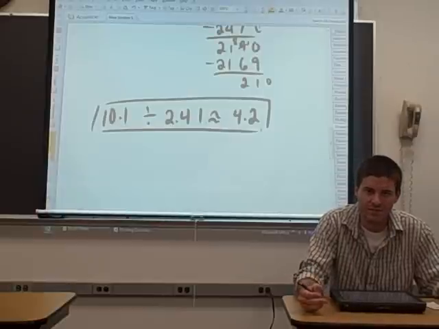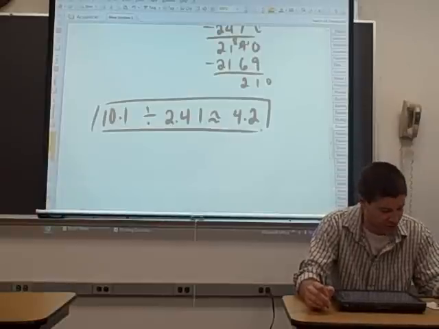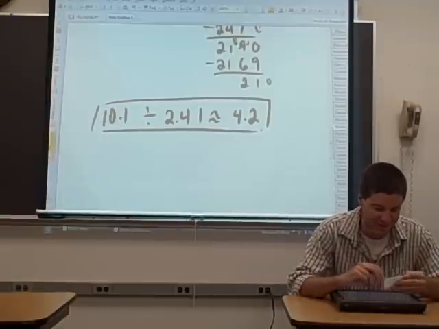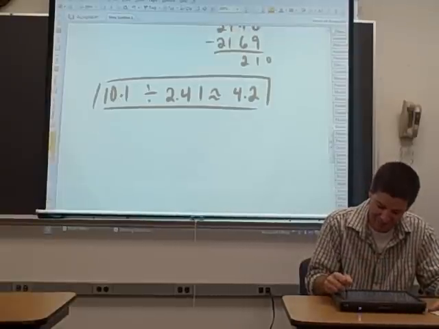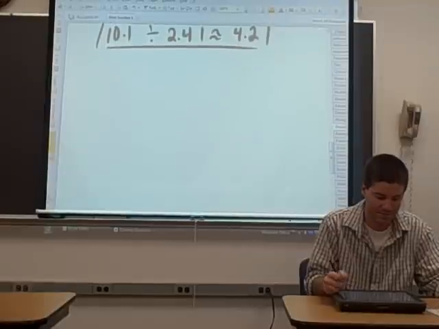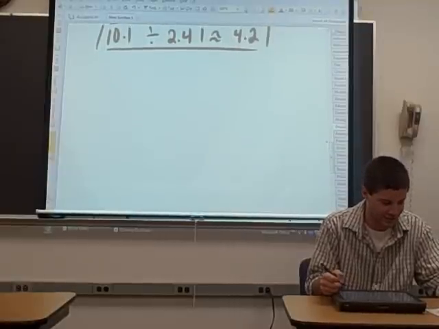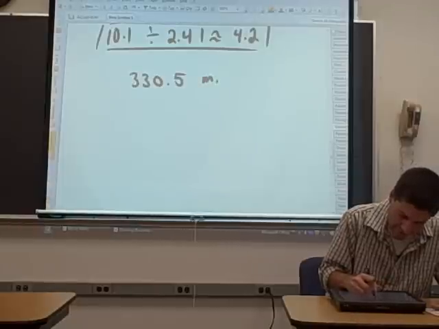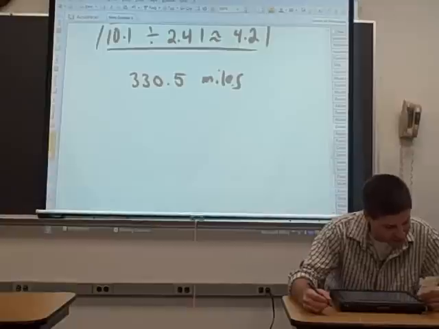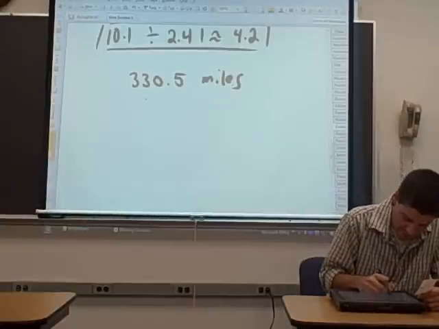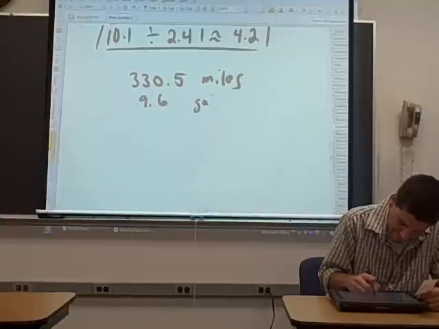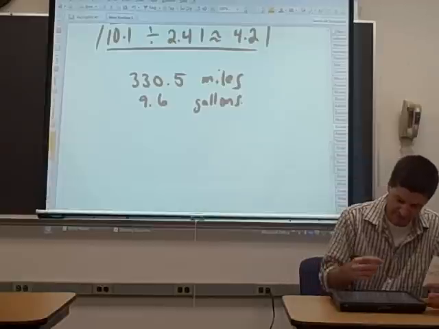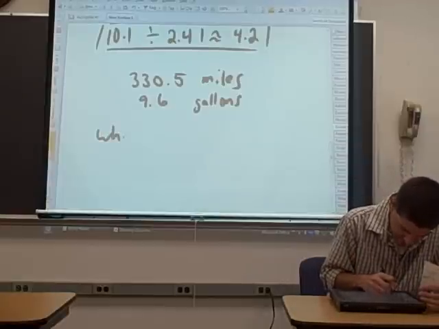Now, if we want an example of why we would want to divide decimals, we can always go back to my handy-dandy gas station receipt from this morning. And I'm curious this time what kind of gas mileage I got in my car. I wrote down from my odometer that I got 330.5 miles. And on this receipt here it says that I put in 9.6 gallons. And I want to know what my gas mileage is. I'm a little obsessed with my gas mileage. So let's figure it out. What is my gas mileage?